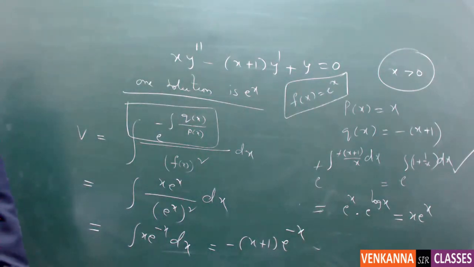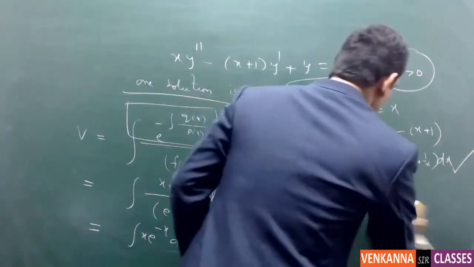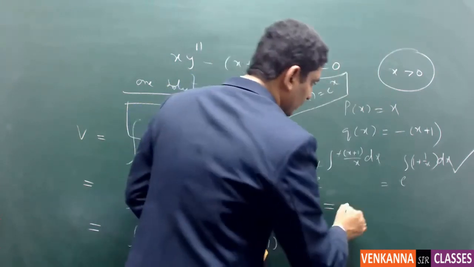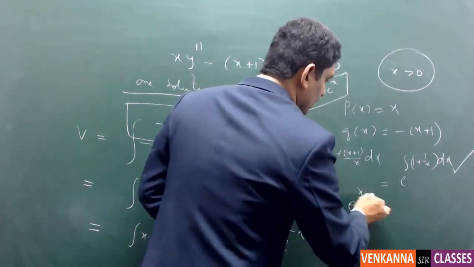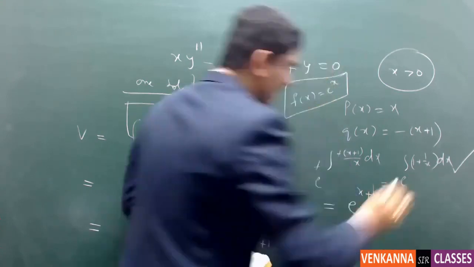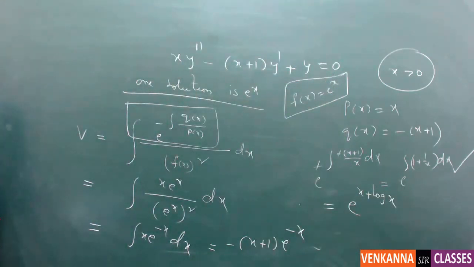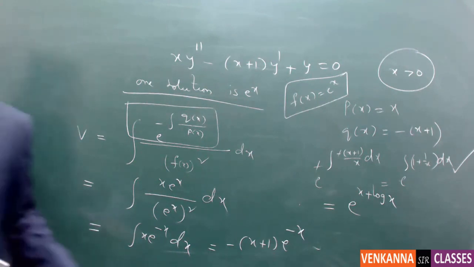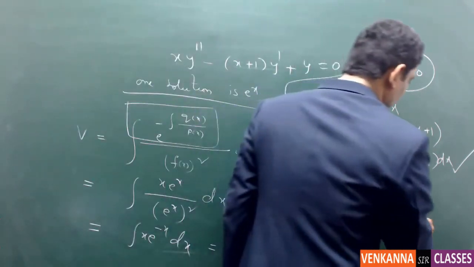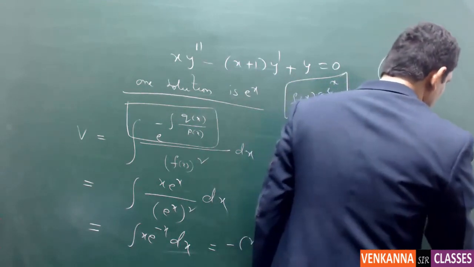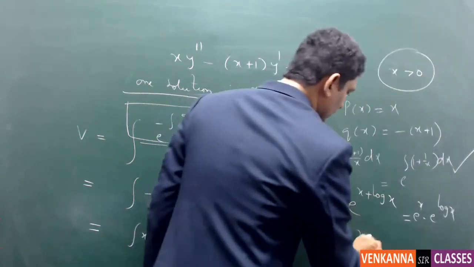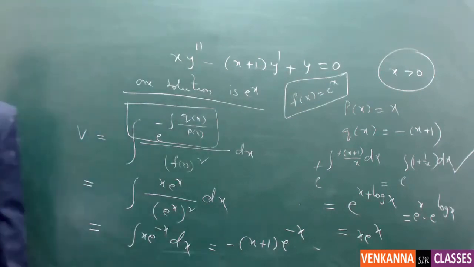1 plus 1 by x, right? So simplify here, it will be e power x plus log x, accepted, right? So if you separate the values, it is e power x into e power log x. So x e power x will come. Accepted or still you have a doubt? Right.